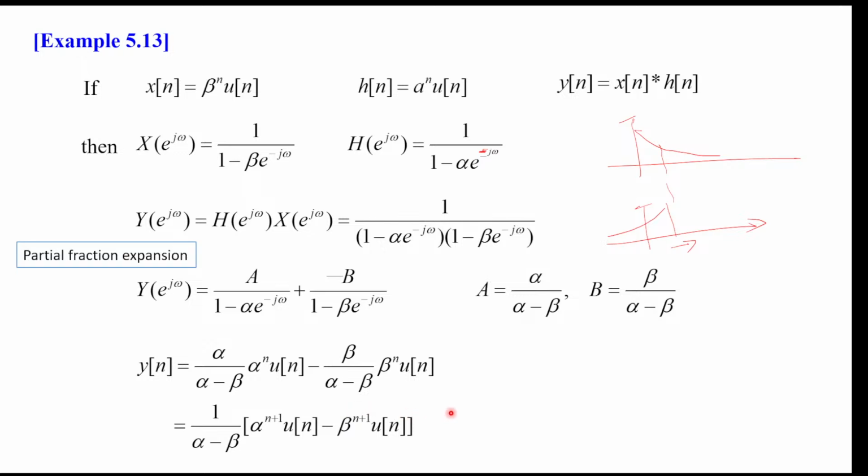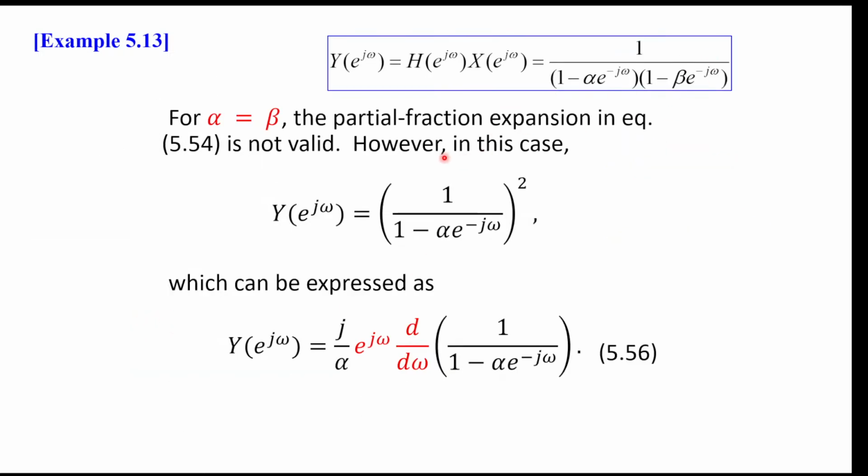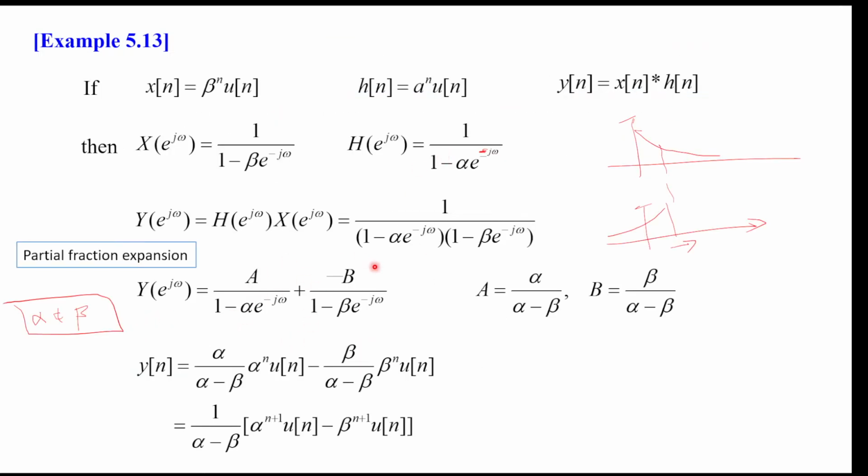Okay. And obviously, to do this partial fraction expansion, we need to assume alpha not equal to beta here. Okay, so this is the easy case of the example, and just like in chapter 4, the hard case of the example is when alpha equals beta. So when alpha equals beta, you cannot use partial fraction expansion to break it into two terms.